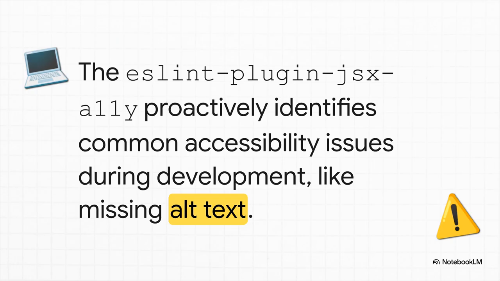This is huge. Right out of the box, Next.js gives you this amazing ESLint plugin that's like having a little accessibility coach sitting on your shoulder. If you write an image tag and forget the alt text, you don't find out months later during an audit. Nope. You get a little warning right in your code editor, instantly. It helps you catch these simple mistakes before they even become problems.